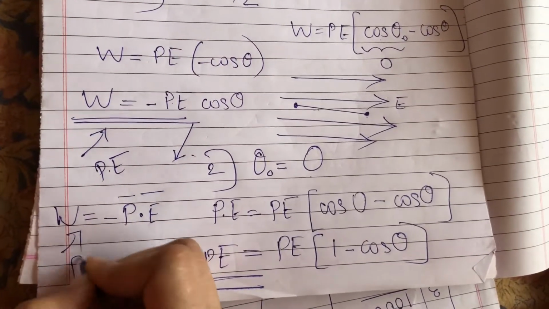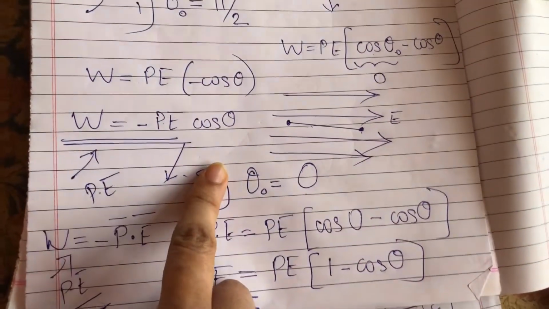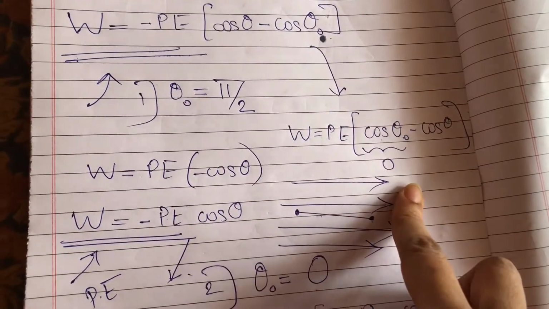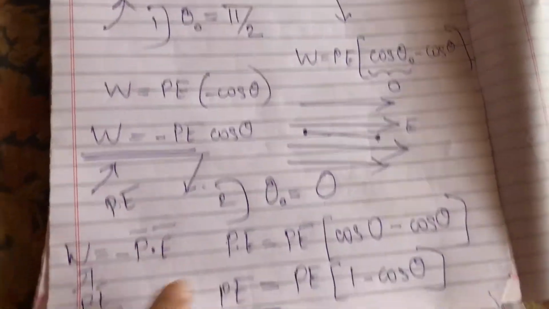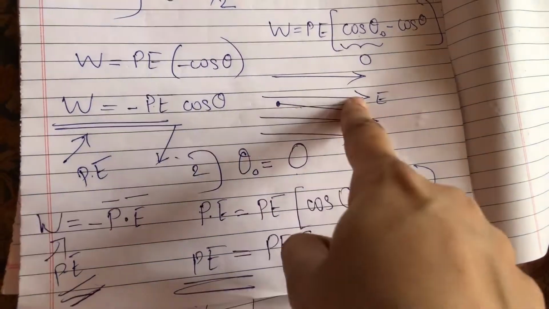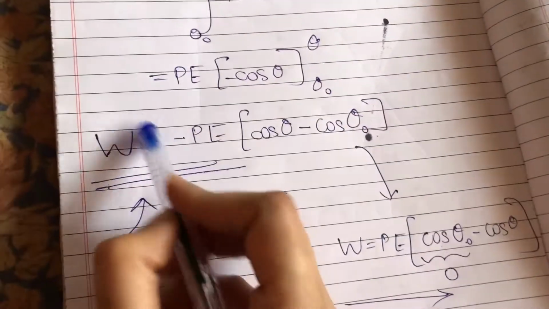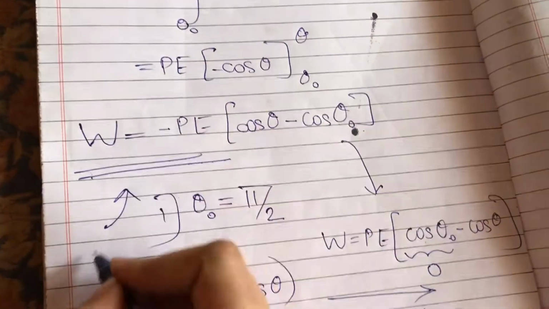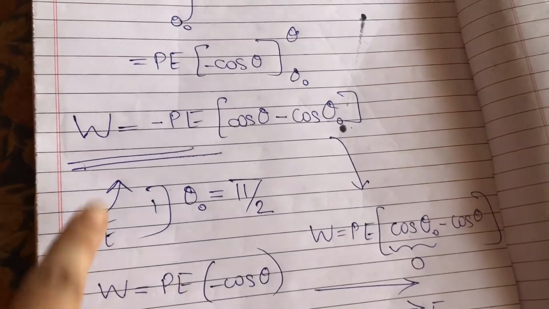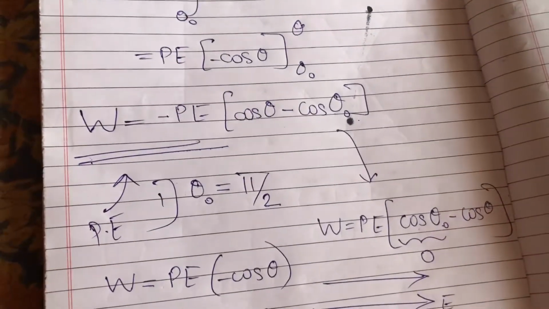So this is nothing but your potential energy when your dipole is perpendicular to the electric field. This is the potential energy, or you can say this. And second case is when your dipole is parallel to the electric field. This is the potential energy of your dipole, and this work done is nothing but potential energy. We all know this is the potential energy. This is change in potential energy.